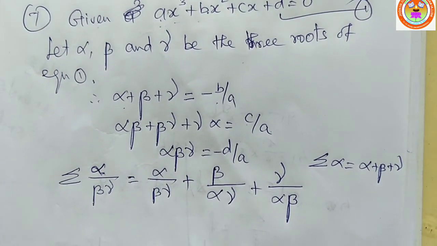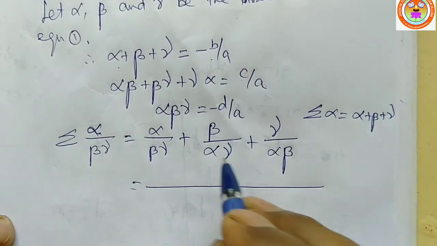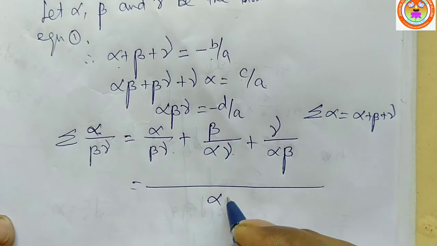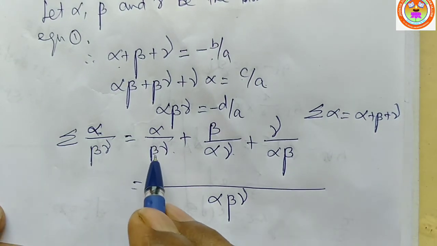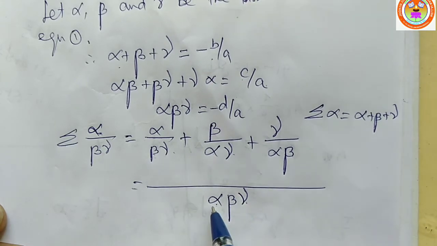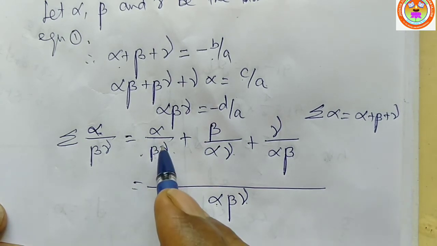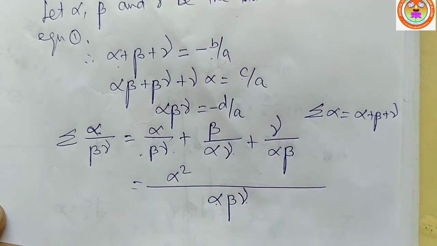Okay? So now we are going to take the LCM. What's the LCM of these 3 terms? Alpha beta, beta gamma, alpha gamma. So alpha, beta and gamma is the LCM of these 3 terms. So in the first term, we have beta gamma, but in the LCM we have alpha, beta and gamma. So beta and gamma are there, alpha is missing. So we can multiply the first term with alpha. When we are multiplying the first term with alpha, we get alpha square, alpha into alpha.